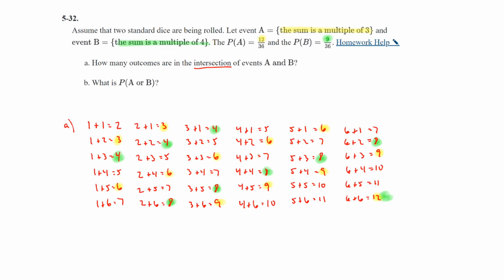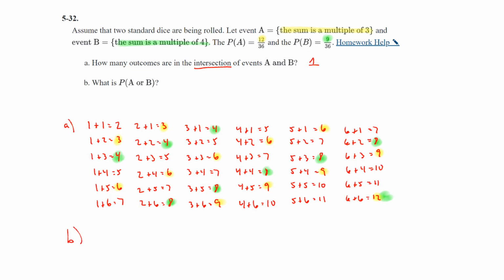So if we get back to question A, how many outcomes are in the intersection of events A and B? There's only one. Sorry about that. There's only one outcome in terms of the intersection of multiples of 3 and 4 when you're dealing with the sum of 2 dice. So now let's move on to B.